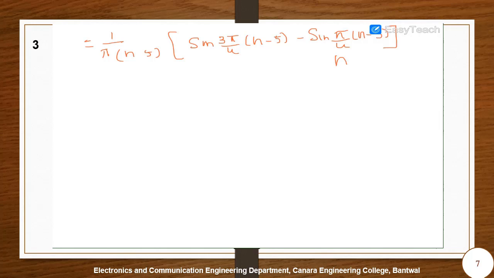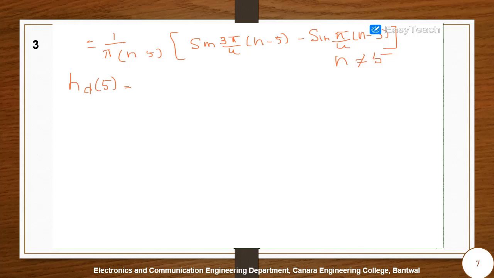On further simplification, we get this as 1 by pi (n minus 5) times sine of 3 pi by 4 (n minus 5) minus sine of pi by 4 (n minus 5). And this is valid for all values of n except n value is equal to 5. So let us try to find hd of 5.